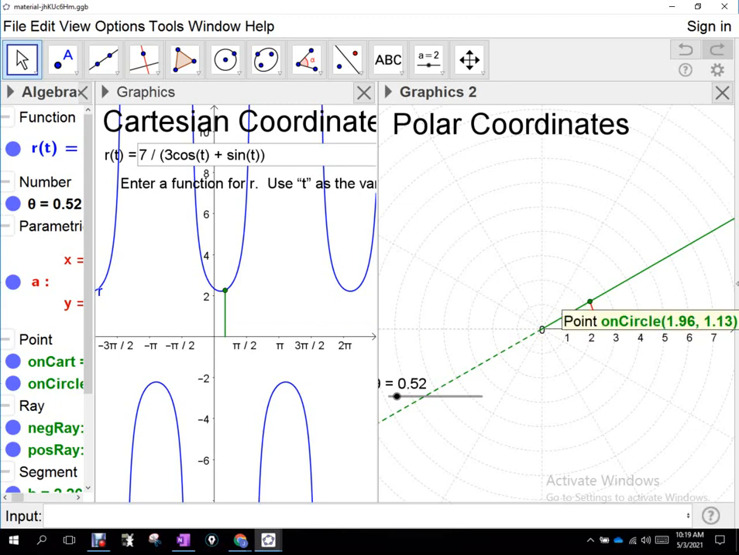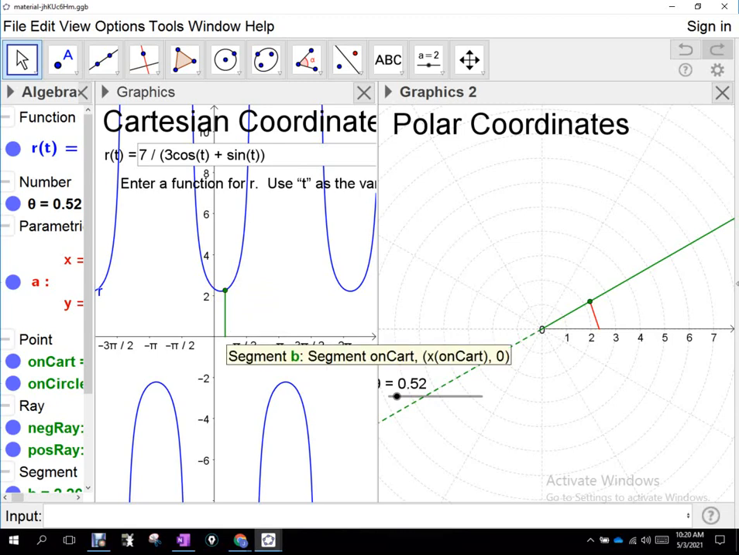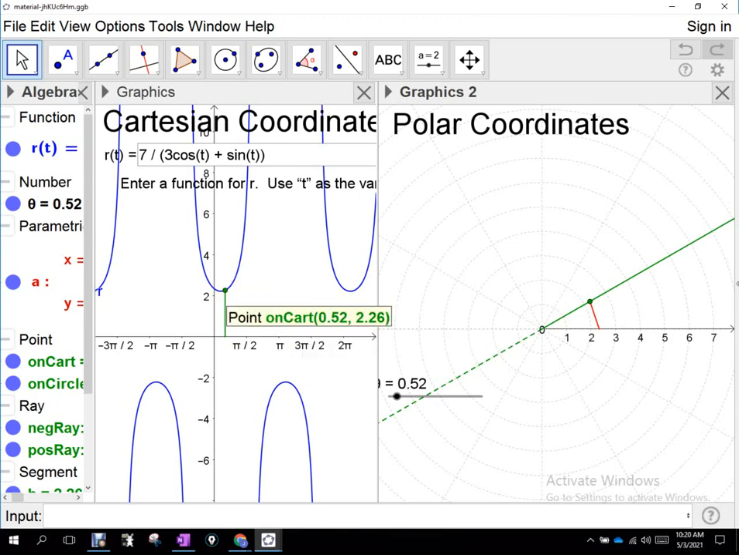Now, when I highlight that right there, that 1.13, 1.96, don't worry about that. That's not the ordered pair that is being plotted. I'm actually not certain what that is. I'd have to look at what that's referring to. But the ordered pair that's being plotted is, for us, 30 degrees or pi over 6 and 2.26 as a radius and theta.